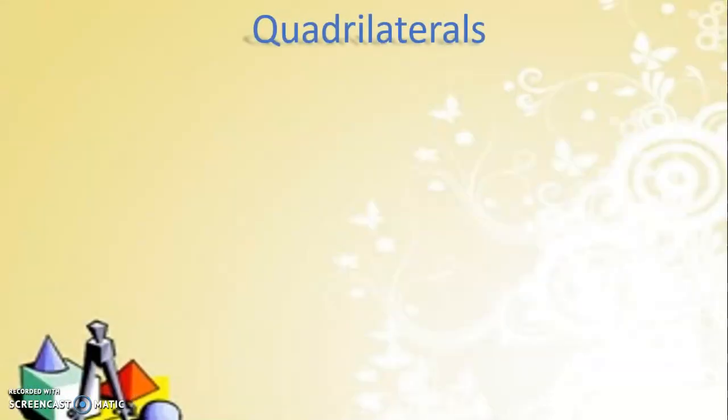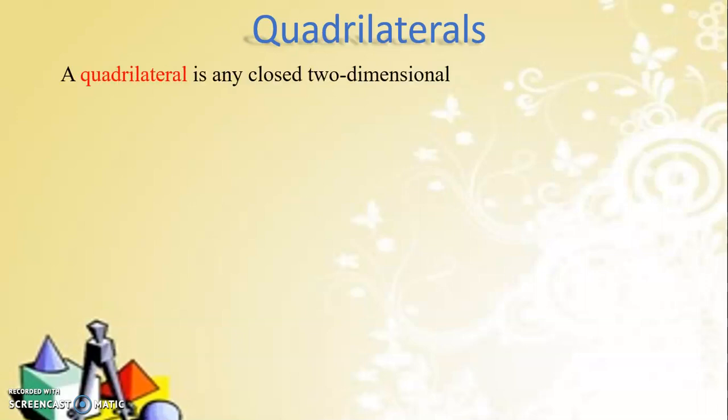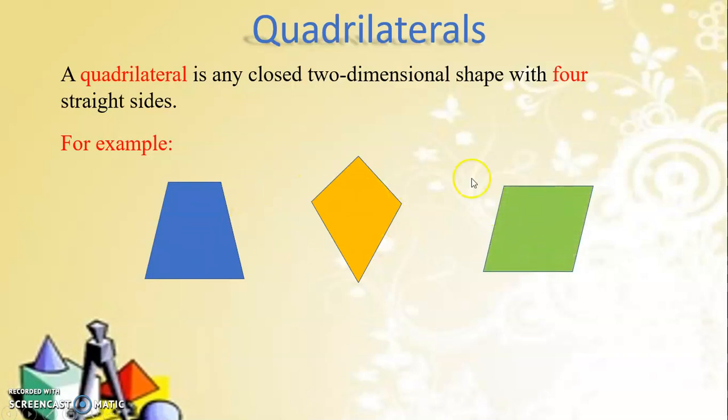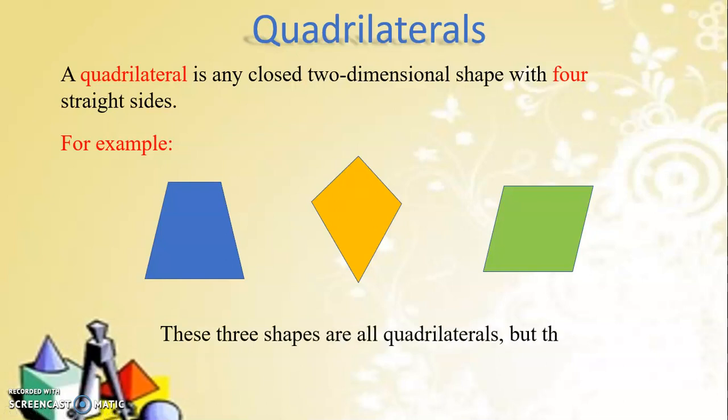First, what is a quadrilateral? A quadrilateral is any closed two-dimensional shape with four straight sides. Example: looking at this shape, you see it has four sides. These three shapes are all quadrilaterals, but they have different properties. So let us discuss the properties of quadrilaterals.